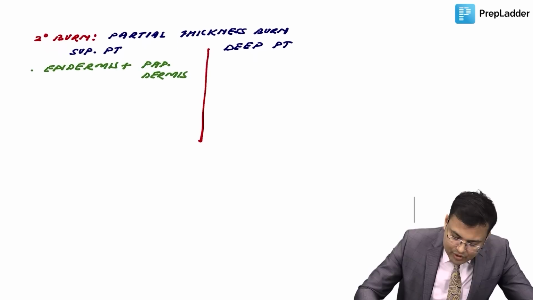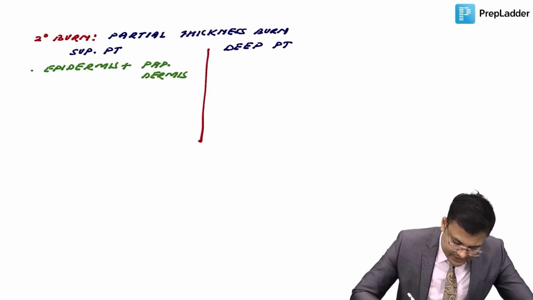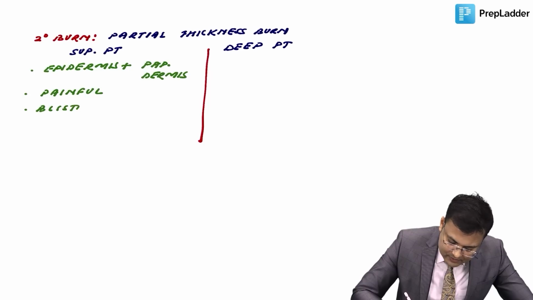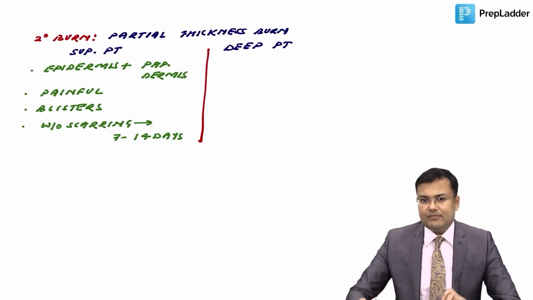So the important points related to superficial partial thickness burn: it's painful, there is presence of blisters, and healing occurs without scarring within 7 to 14 days. Okay, we have this kind of burn.